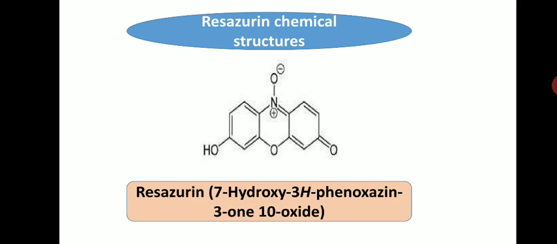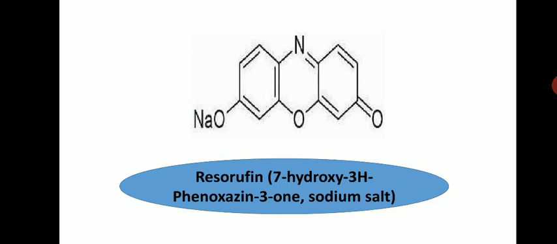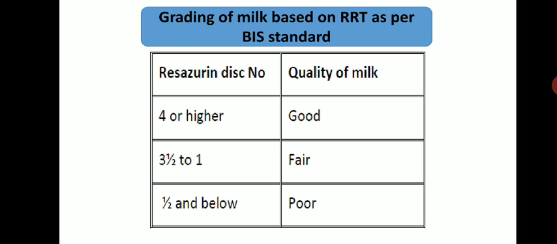So this is the chemical structure of Resazurin, and its scientific name is 7-hydroxy 3H-phenoxazine 3,1,10 oxide. Again, this next slide shows the compound Resorufin, the intermediate, and its scientific name is 7-hydroxy 3H-phenoxazine 3,1 sodium salt. So this is basically an intermediate compound.